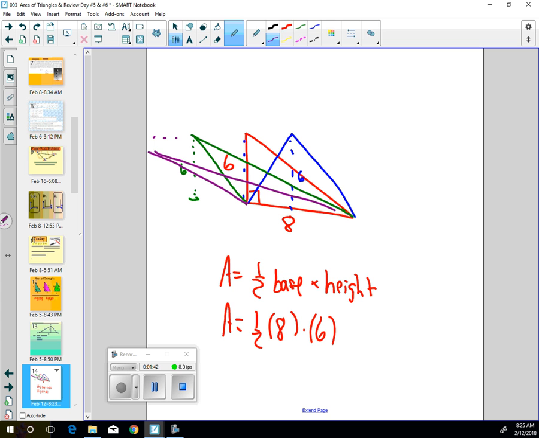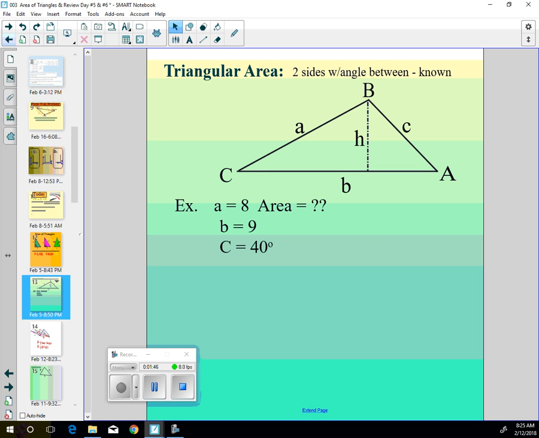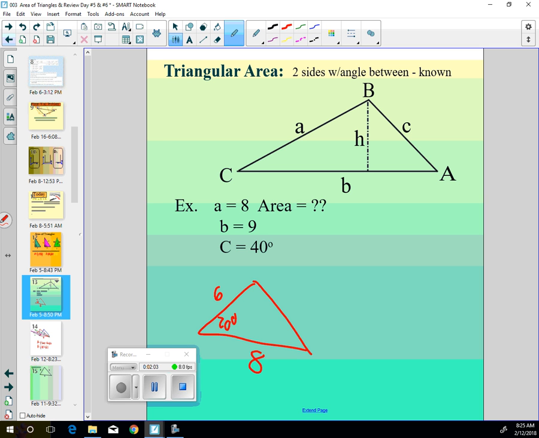So that's something you want to remember, but we're going to take this a step further. We're going to say, well, what if we've got a side angle sandwich? In other words, what if this were 8, this were, I don't know, 6 again, and this were 20 degrees? Okay, how would you find the area of that? Well, what would you like to know? The height would be nice.